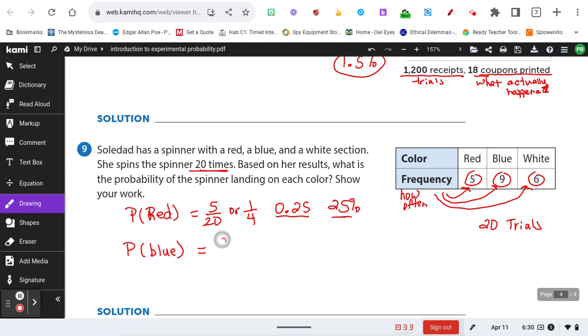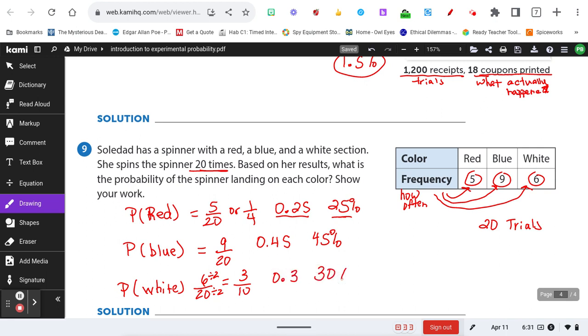All right, the probability she'll land on blue would be 9 out of 20. That's already simplified. But as a decimal, that's 0.45 or 45% as a percent. And for white, the probability of landing on white is 6 out of 20. But you can divide both of those by 2. That's 3 out of 10. So that's 0.3 or as a percent, 30%, guys.